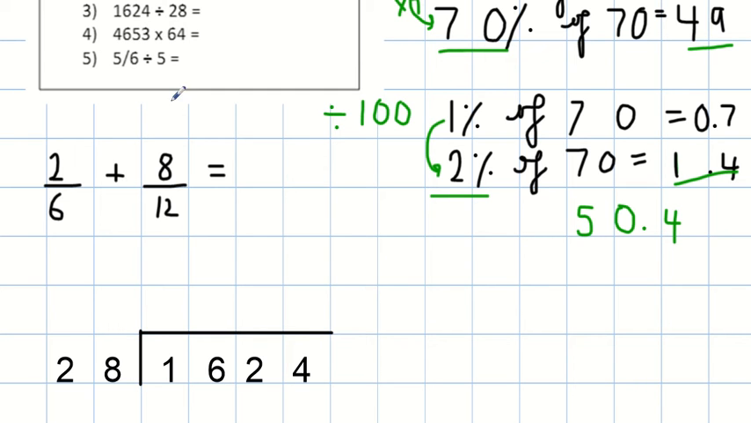Well, if I look at 6, I know 6 multiplied by 2 would give me 12, which would then make the denominators the same. Now whatever I do to this bottom number, I have to do the same to the top or the numerator. 2 times 2 is 4. When we look at this second fraction, it's already got 12 on the bottom, so I don't need to do anything to change it.